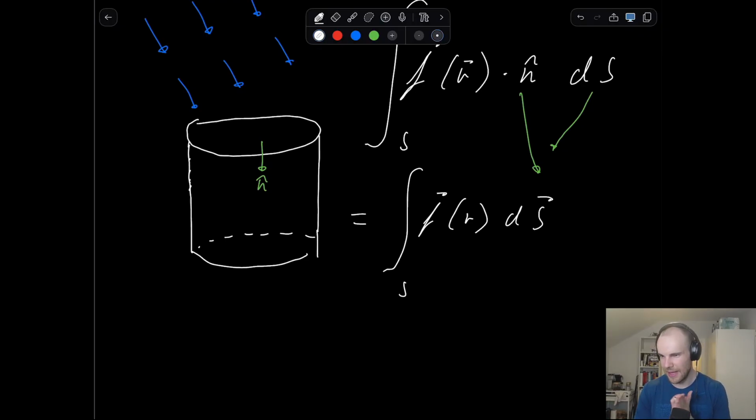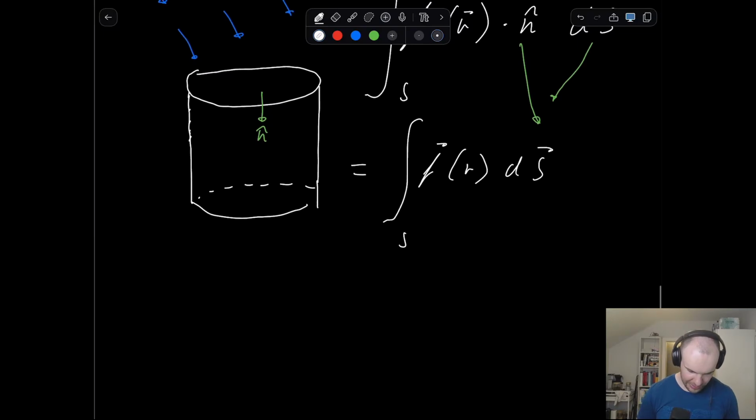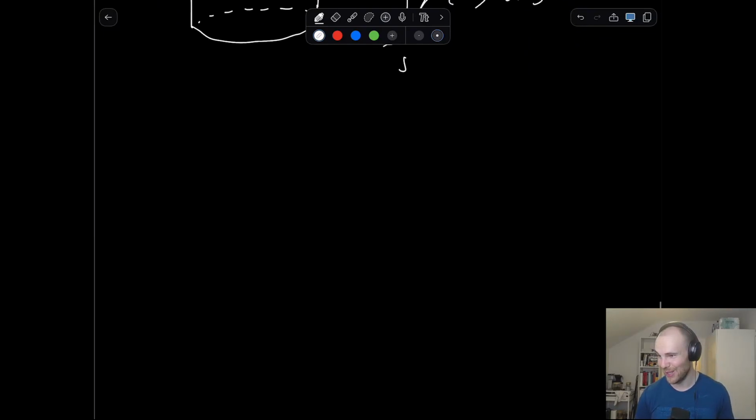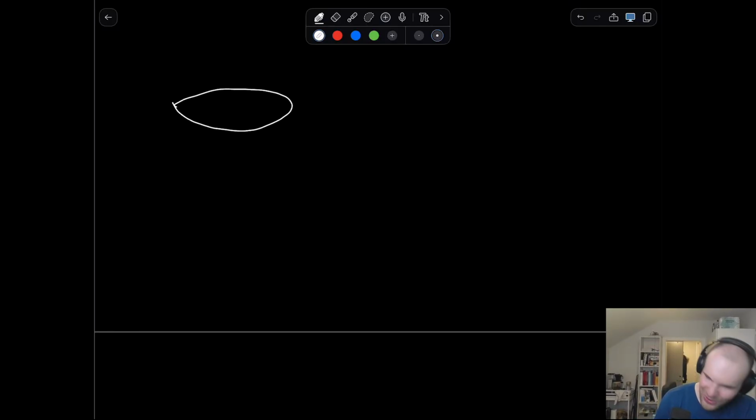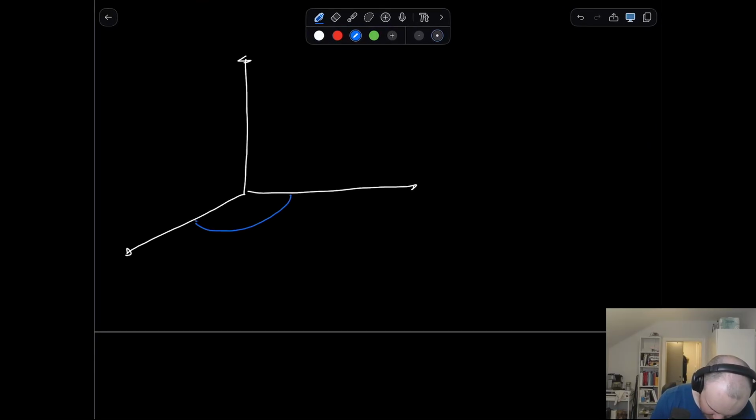Okay, so now let's do an example again. Actually, I would do a cylinder. A bucket is pretty good, but it's actually not that good because I'm not going to care about the flux through the top surface, only around the bucket. Okay, let's do a coordinate system first, so this is a little bit clear. And then you have my bucket here.